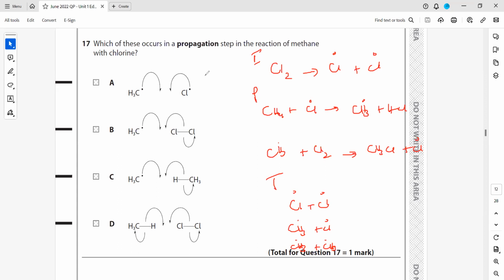We need a propagation. So in a propagation, a molecule should react with a radical. Here two radicals, no. Here a molecule is reacting with a radical. But as you can see, CH4 is not involved. Here two molecules are reacting with each other. And in this one, we don't have a methyl radical and methane. A methyl radical reacts with chlorine. So that's why this is not correct. This is correct, but this is not correct. So B is the right answer for this.